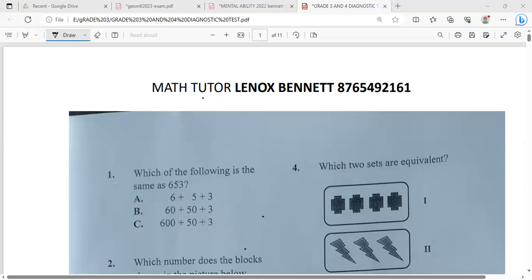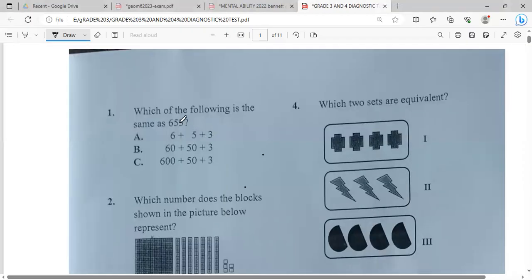All right, let's go. Number one says, which of the following is the same as 653? So we have 650 and 3 ones, so that would be C.